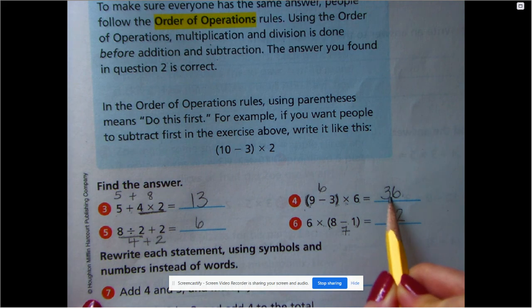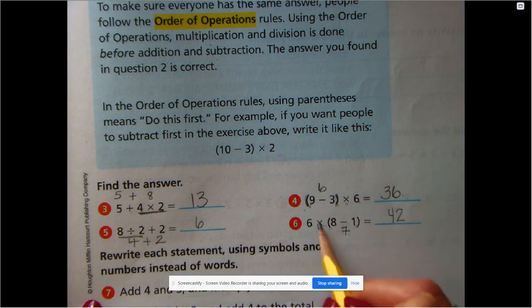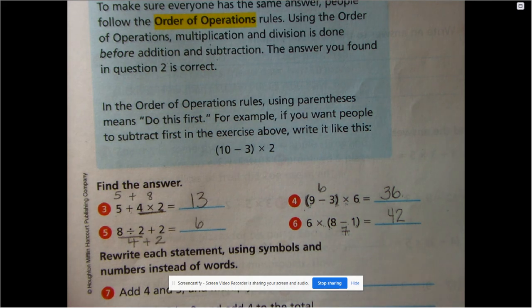See how that square number helped me? I already knew 6 times 6, so I'm just going to add another group right here to get 6 times 7. Okay? So thinking about the order of the operation, what we have to do.